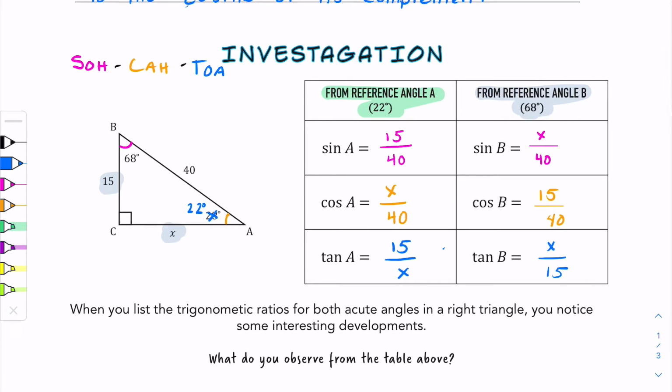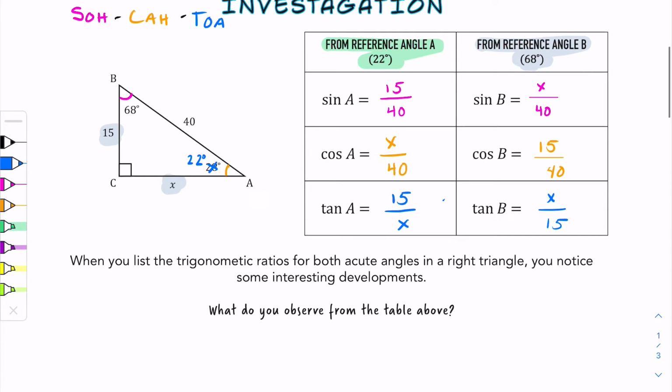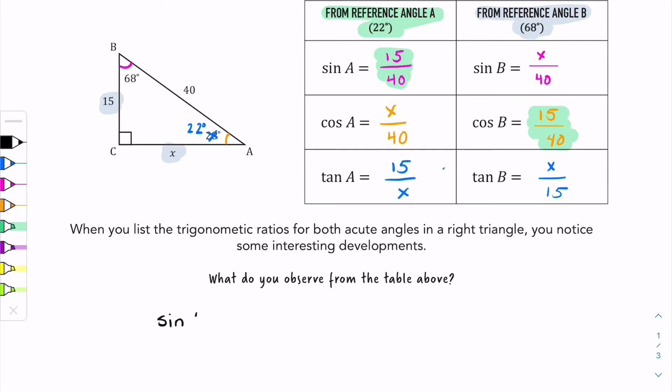So we just listed the trig ratios for everything that we were asked to in this chart. And right here it says when you list the trig ratios for both acute angles, you notice some interesting developments. And what do you observe from the table? So what I was hoping for everyone to observe, and again, usually we do this in class, obviously this year is a little different, but what you should hopefully observe is that there's some similarities. For example, sine of A and cosine of B both have a fraction of 15 over 40. That means sine of A is equal to cosine of B, which is equal to 15 over 40.